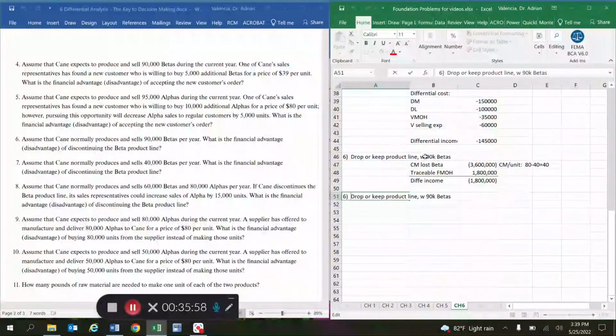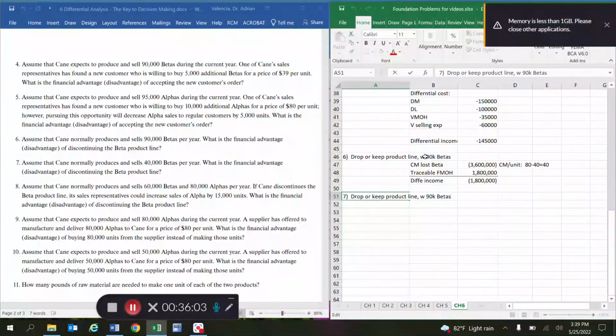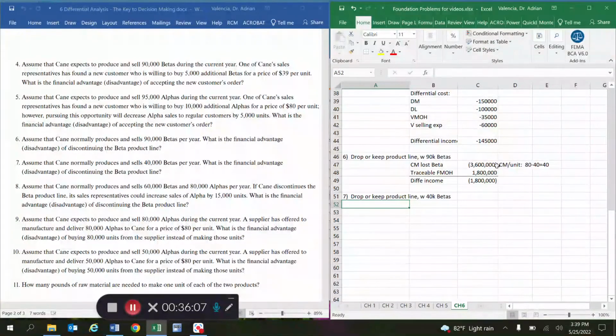And if you're picking up on what they're trying to do there, what they're saying is at 90,000, selling 90,000 betas, it's not a good idea to get rid of that product line. But if for some reason we're selling very few of them, then the contribution margin that we lose is small, right? It might be smaller than the 1.8 million that we can get rid of. And that's the question. That's the analysis that we're trying to do. So let me do this math quickly here.